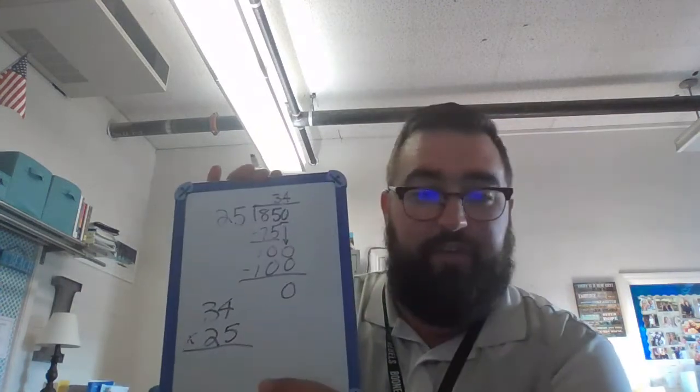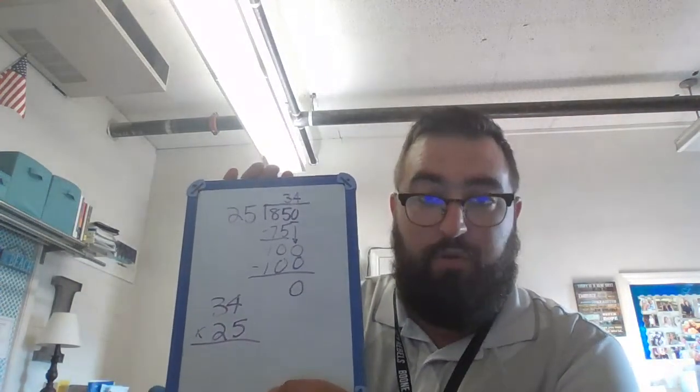You multiply the divisor times the quotient. So you multiply the number on the outside times the answer. So 34 times 25. 5 times 4 is 20. 3 times 5 is 15. Plus 2 is 17, giving us 170 for partial product 1.